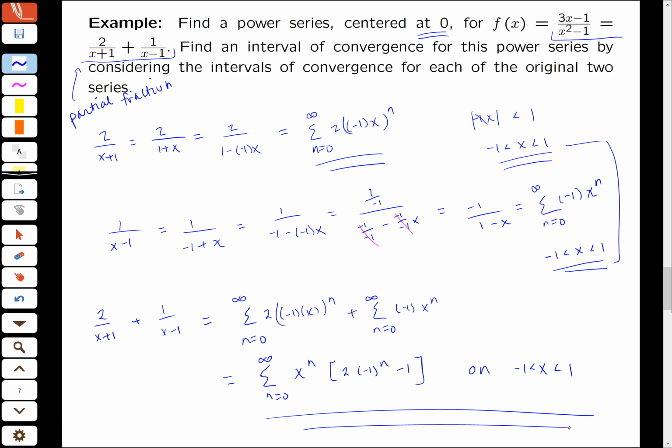Any questions on that? So this just combined adding the two series together. You have one like that on your homework. Once partial fraction decomposition is done, it's not hard. That's the hard part of this question.